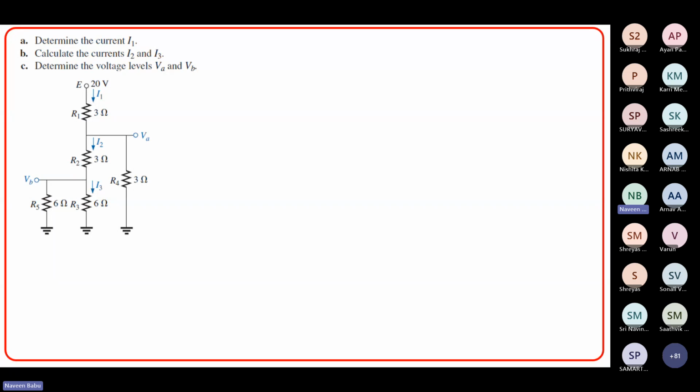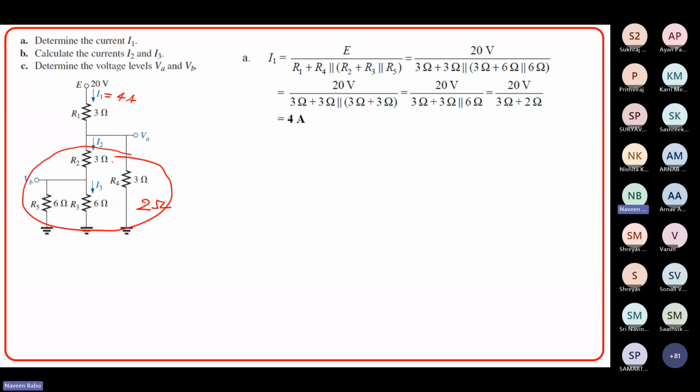So, okay, let me give you the value. 6 parallel 6 is 3. 3 plus 3 is 6, right? So 6 inverse plus 3 inverse and its answer inverse, which is 2, will be the equivalent resistor of this particular part, which is 2 ohms. And 2 plus 3 is 5. So 20 divided by 5, which is 4 ampere, will be this current. So RT here is equal to 5 ohms. Right? So I is nothing but 4 ampere.